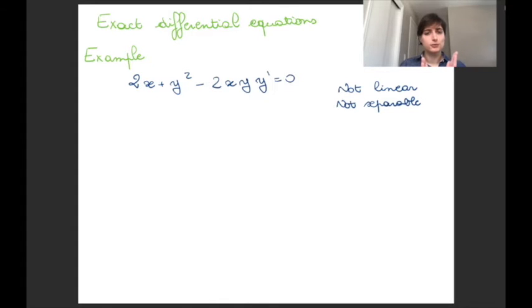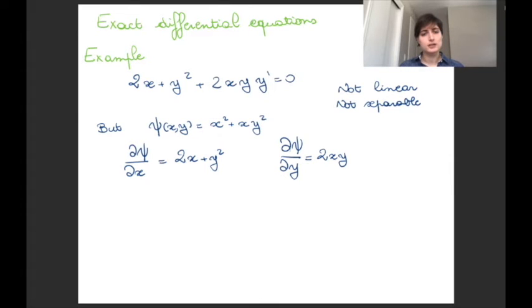But if you squint at this quite carefully, what you notice is that if you build a function psi of x and y, that is x squared plus xy squared, the derivative with respect to x of psi is the block we have at the beginning of the ODE, that is 2x plus y squared, while the derivative with respect to y of psi is 2xy, that is the term we multiply y prime with.